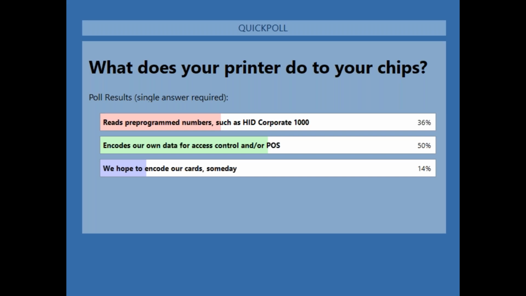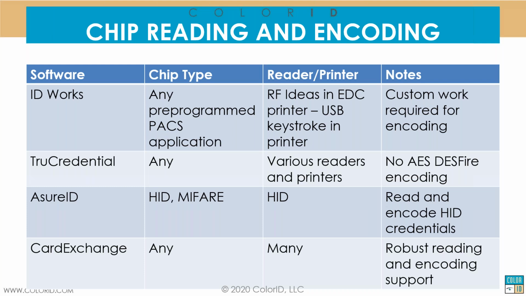The only thing that really stands out here is in TrueCredential, in our most recent testing, which is pretty recent: it does not support AES DESFire encoding. It will encode and encrypt data to a DESFire chip, but not with AES. And AES is the feature that you're paying extra for. That's the Advanced Encryption Standard, AES 128, which is considered state of the art for everyday symmetrical encryption of data. So the fact that TrueCredential is not supporting that right now is a bit of a downer.